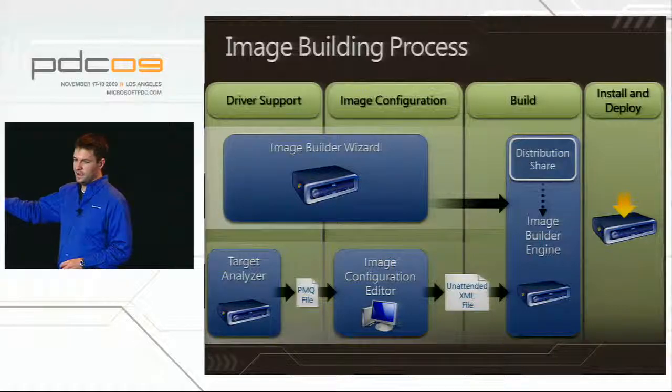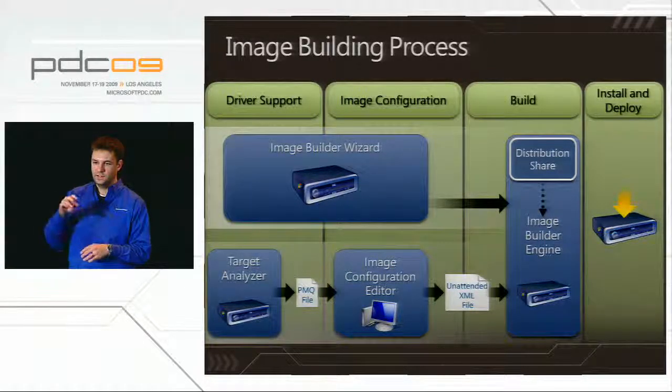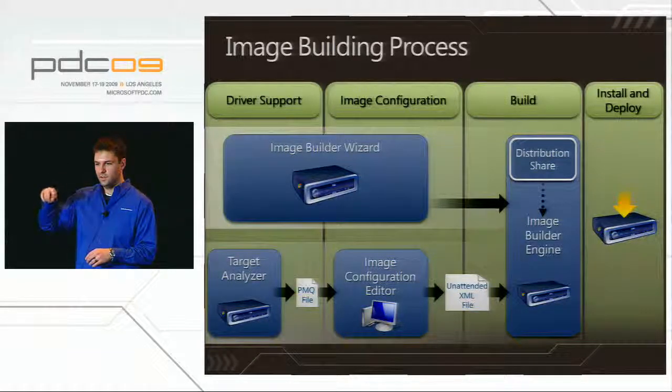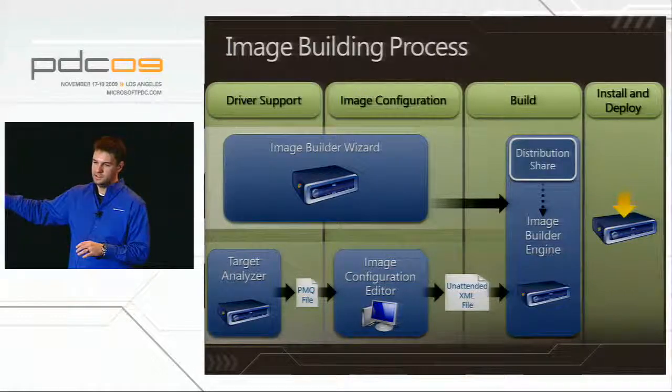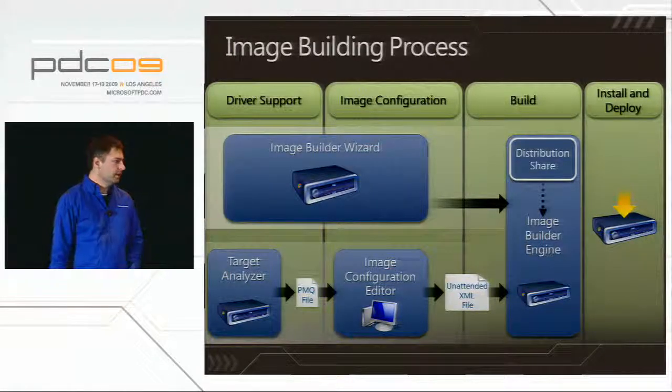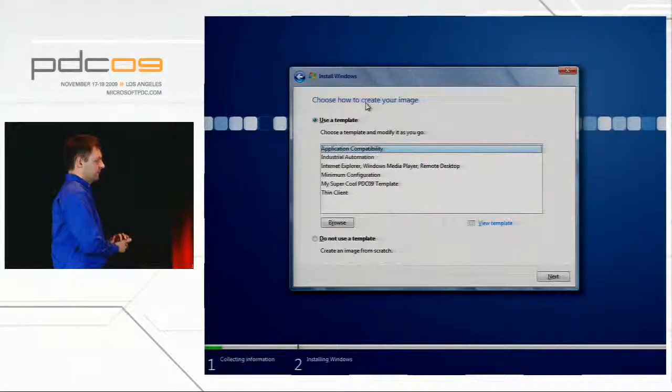Bring that XML file into IBW, and it's called an unattend file. So it just essentially answers all the questions that you would face in IBW and automatically spits out an image to your device. So that is how the image building process works. And now we're going to go and show you the wizard experience.